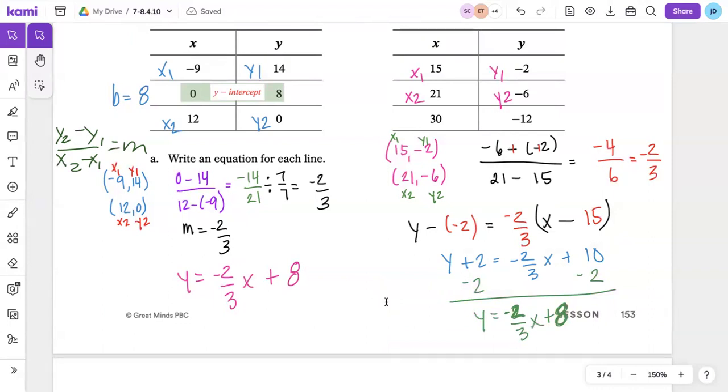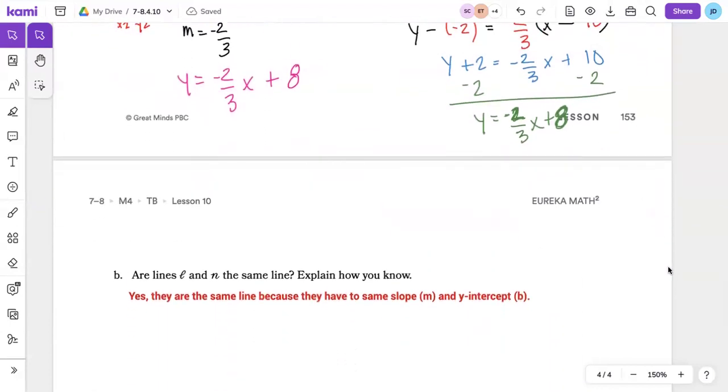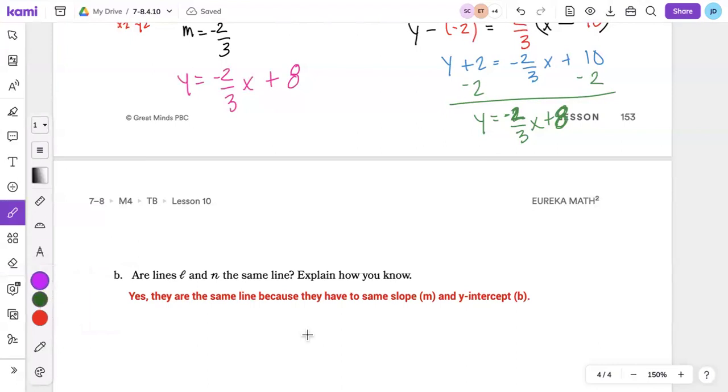So part b, are lines L, N, and M the same line? Explain how you know. Yes, they are, because they have the same slope, -2/3, and y-intercept 8. And I'd even like for when you write your explanation, include those. So instead of m, they have the same slope, -2/3, and y-intercept 8.